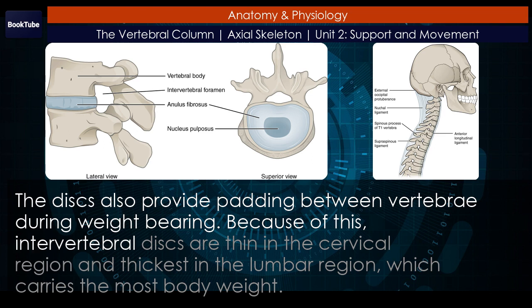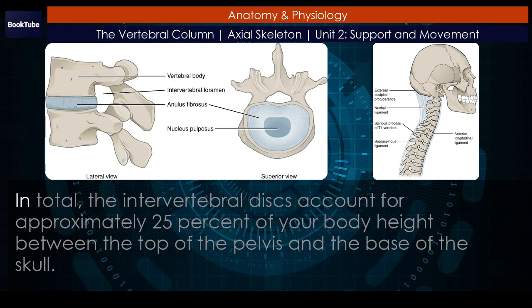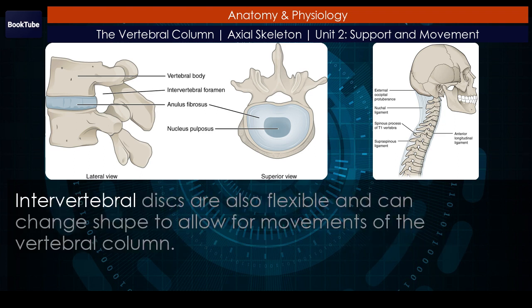Because of this, intervertebral discs are thin in the cervical region and thickest in the lumbar region, which carries the most body weight. In total, the intervertebral discs account for approximately 25% of your body height between the top of the pelvis and the base of the skull. Intervertebral discs are also flexible and can change shape to allow for movements of the vertebral column.